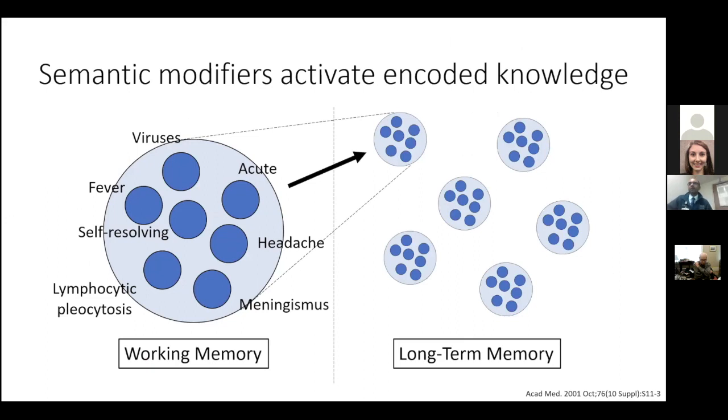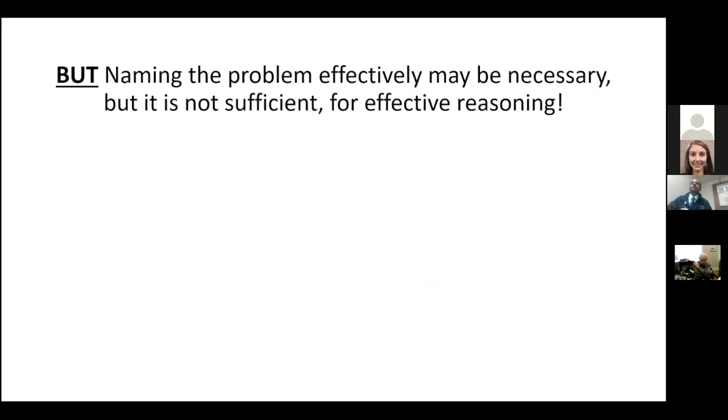It works because we encoded the knowledge in long-term memory in an ideal world using the exact semantic modifiers that we want our learners to use when describing new cases. So the best way to activate that prior knowledge is to use the same terminology that we used to encode it in the first place. That makes the search engine more effective. It's sort of like thinking about MeSH terms in PubMed. They work because that's exactly how PubMed is indexed.